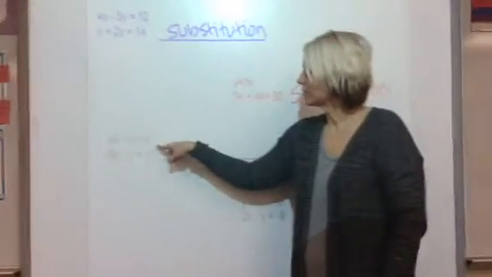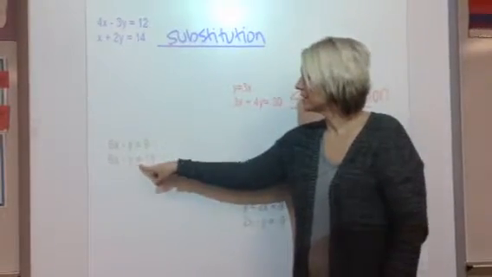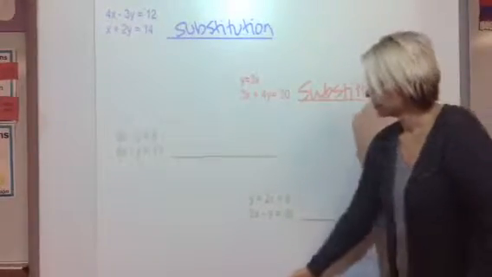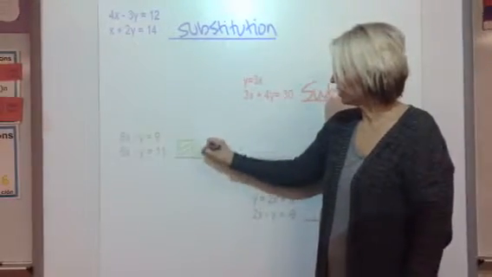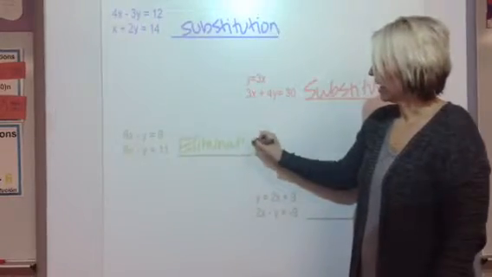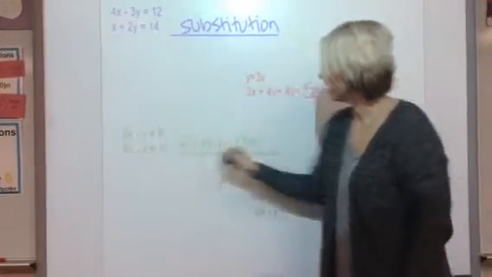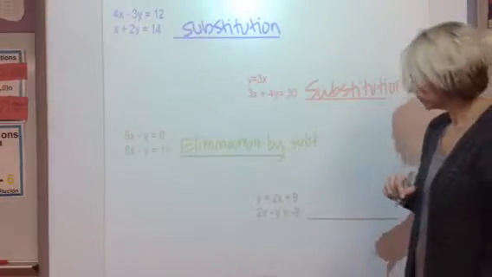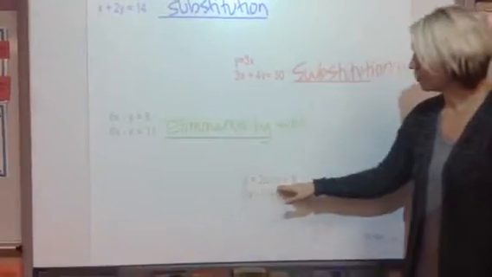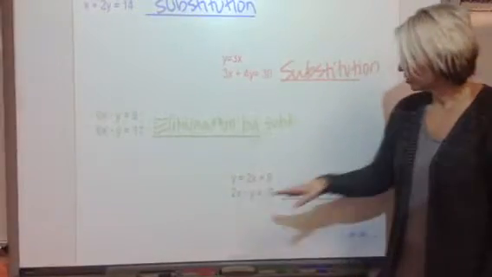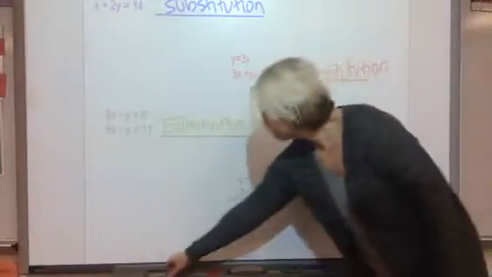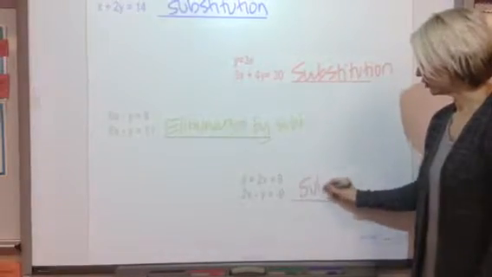How about here? 6x minus y equals 9. 6x minus y equals 11. Think about it. Yes, elimination. And since I have the same sign here, I'm going to say by subtraction. And then lastly, I have y equals 2x plus 9. 2x minus y equals negative 9. I'm going to say substitution here.